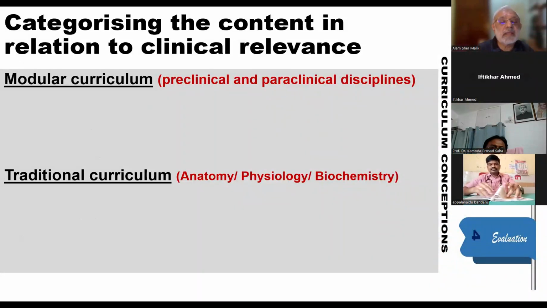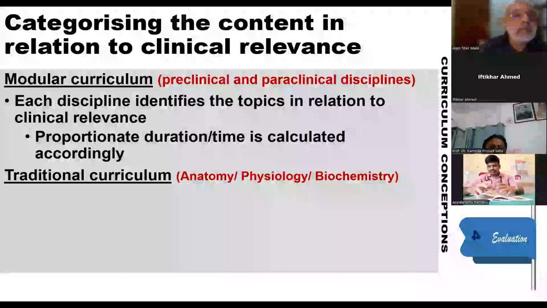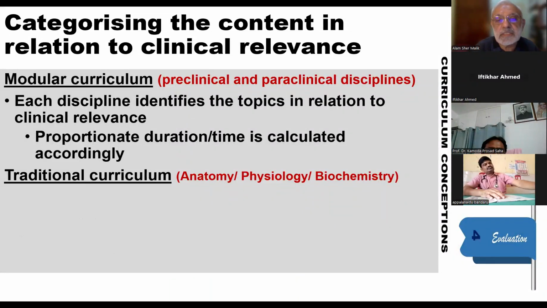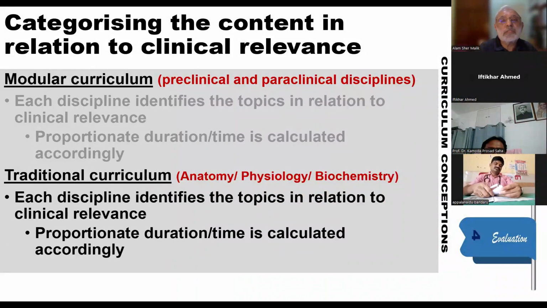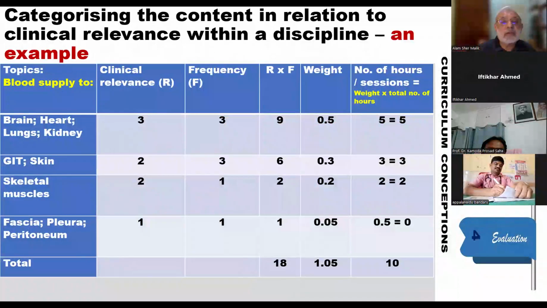So once we have done that, if we are doing a modular curriculum, then each discipline identifies the topics in relation to clinical relevance, and then the proportionate duration and time is calculated accordingly. And if we are using the traditional system, then we would do it only for anatomy, physiology, and biochemistry. Whereas in a modular curriculum, others like pathology and pharmacology would also be included. So this is how we would organize our clinical content as well as the preclinical content.